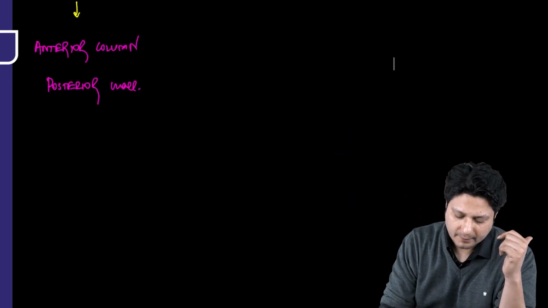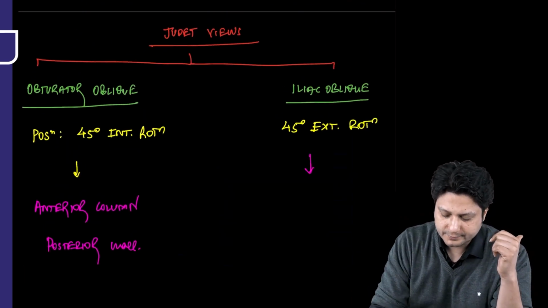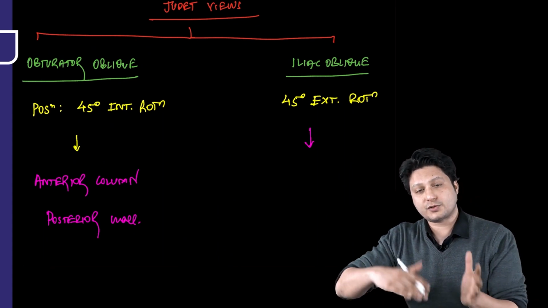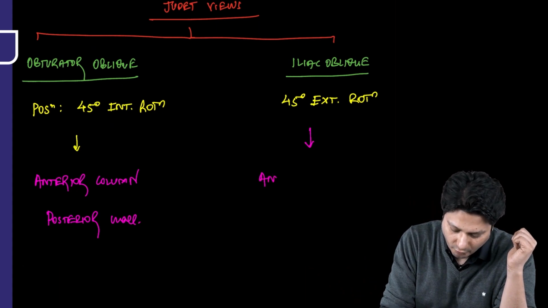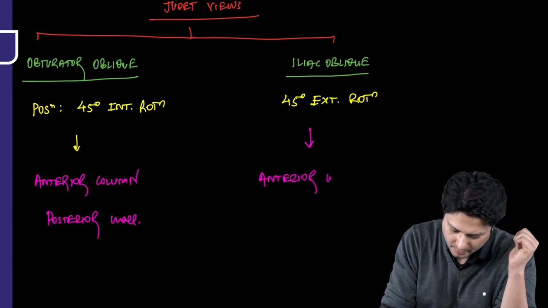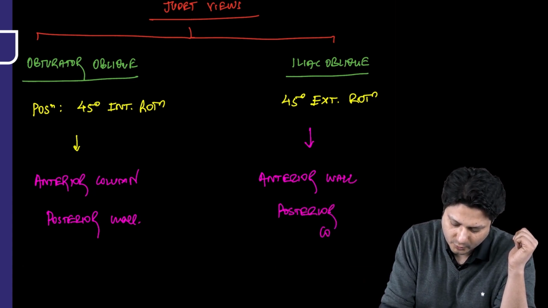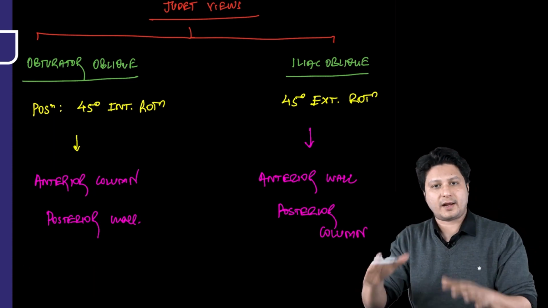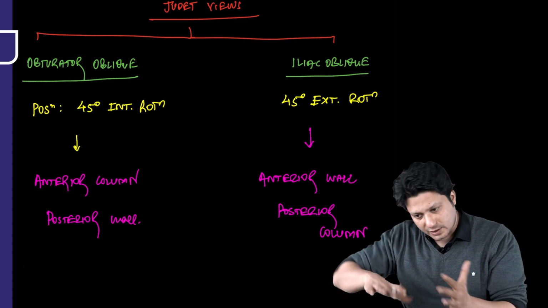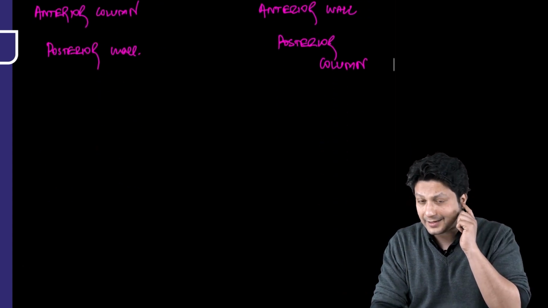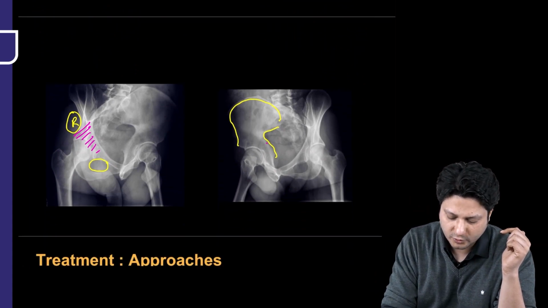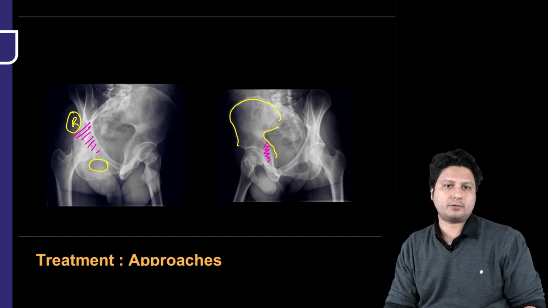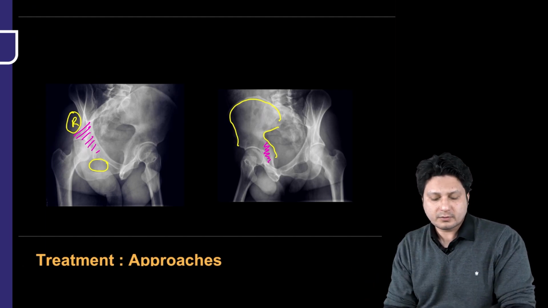But in this iliac oblique view, that means the 45 degrees external rotation view, the structures which are visualized are the anterior wall and the posterior column. So the structure that you tend to see over here is the posterior column. So posterior column fractures are identified on external rotation. Anterior column fractures are identified on internal rotation. This is the gist of this question. All right. So here we are getting the better view of the posterior column of the acetabulum. This is the essence of the Judith views.